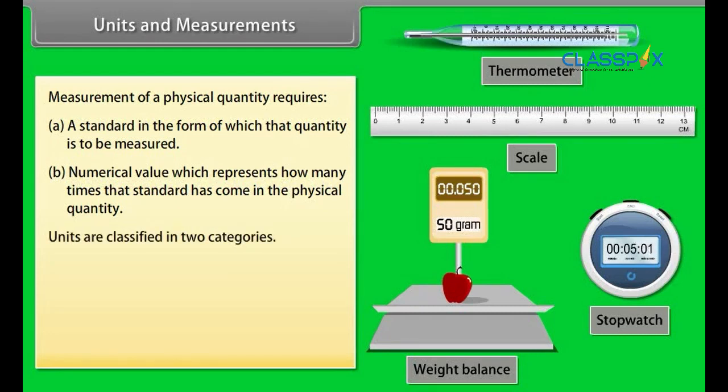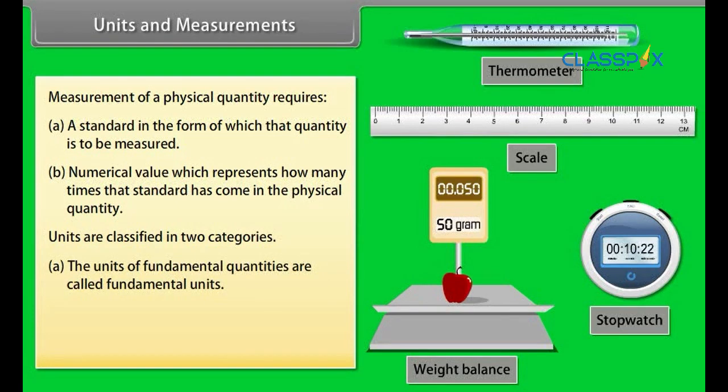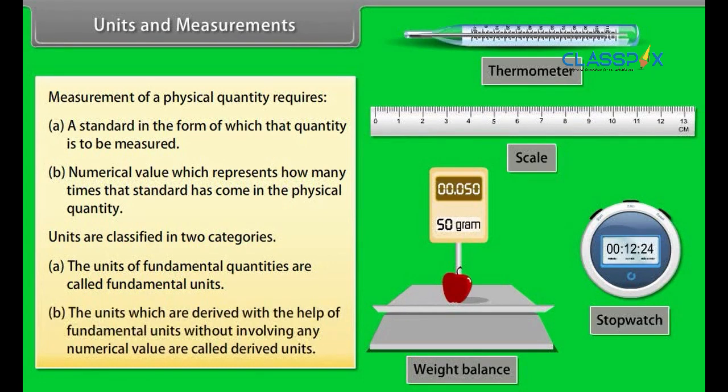Units are classified in two categories. They are A. Fundamental units and B. Derived units. A. The units of fundamental quantities are called fundamental units. B. The units which are derived with the help of fundamental units without involving any numerical value are called derived units.